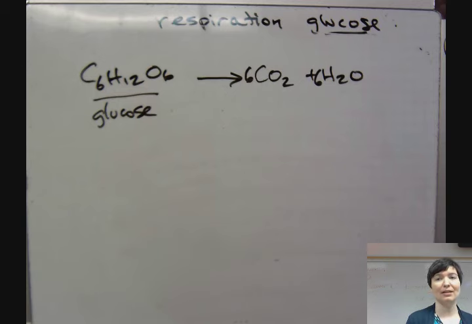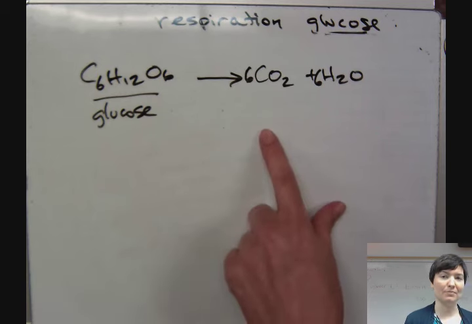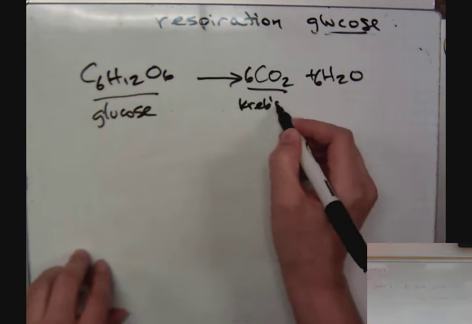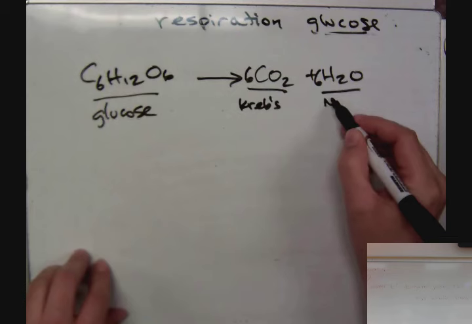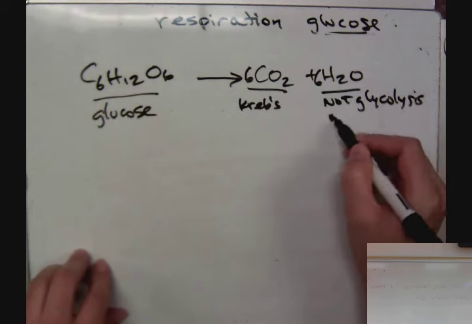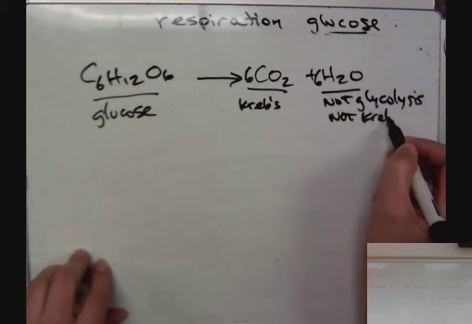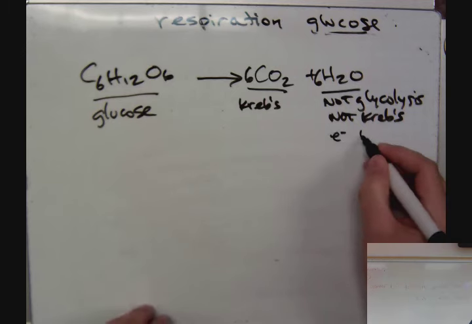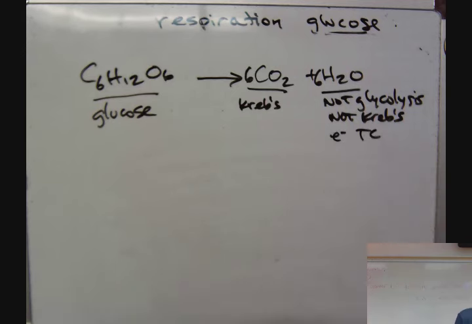It's not made in glycolysis, and it's not made in the Krebs cycle. But which of these is made in the Krebs cycle primarily? Yeah, so this mostly comes from the Krebs cycle. So the question is, if it's not glycolysis that's making the water, and it's not the Krebs cycle, what does that leave? What haven't we talked about yet? The electron transport chain. So, great segue, thank you for that. Let's talk about the electron transport chain.